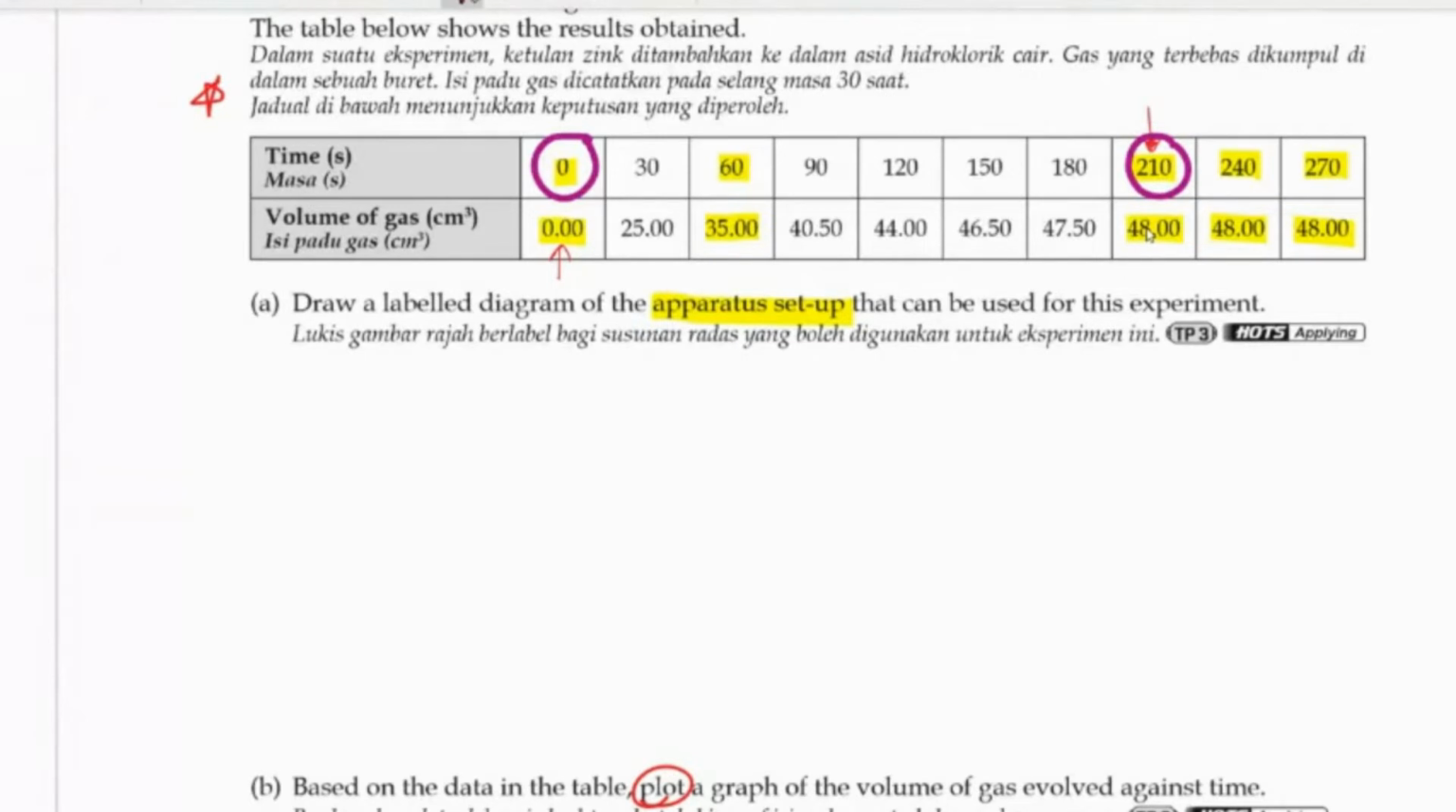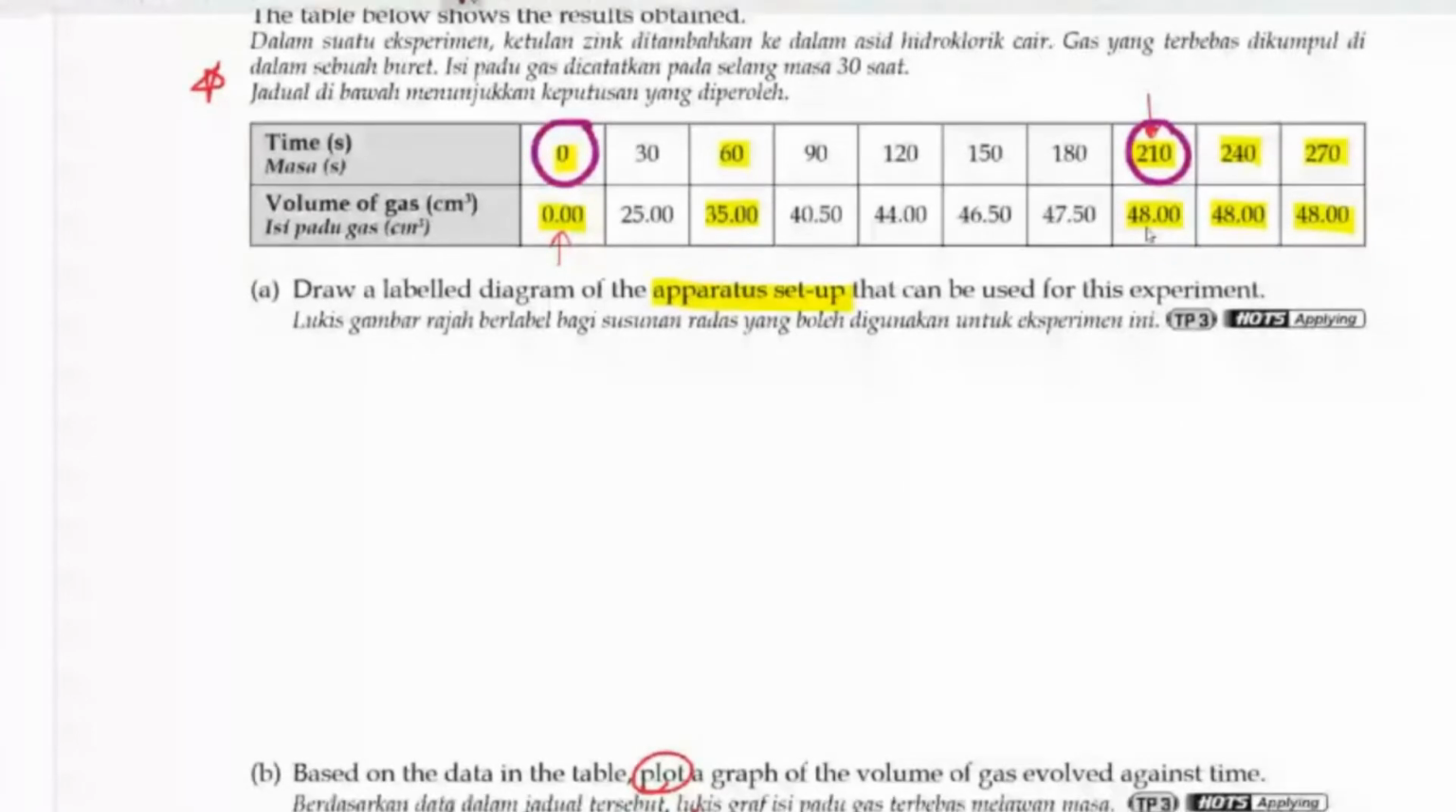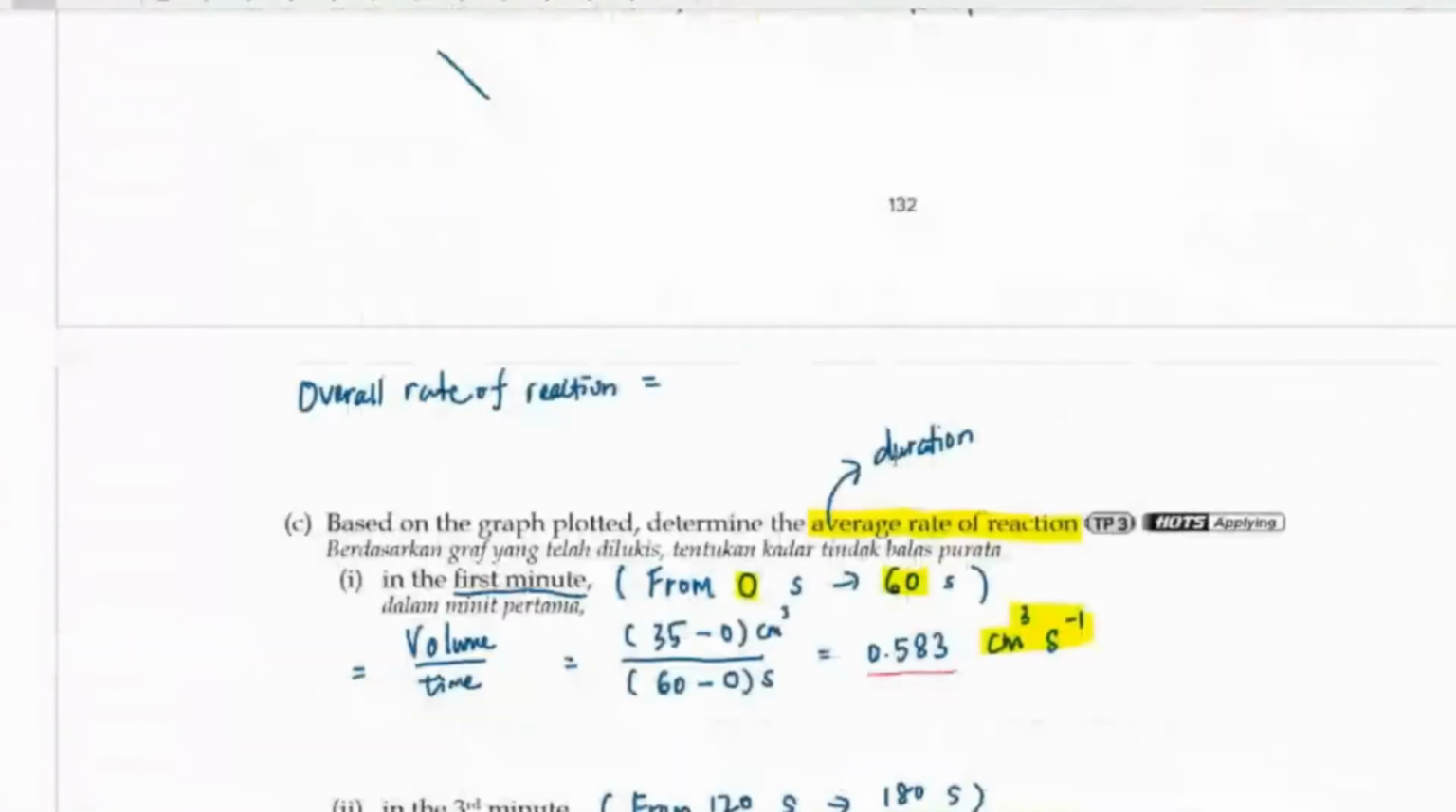Everybody, please pay attention. A lot of students will check from 0 to the last one. Not necessary. You must be alert. See whether the volume is constant or not after that. So the average rate of reaction will be the volume from 0 to 210 seconds. Now class, can you calculate this overall rate of reaction? What is your answer? 210.